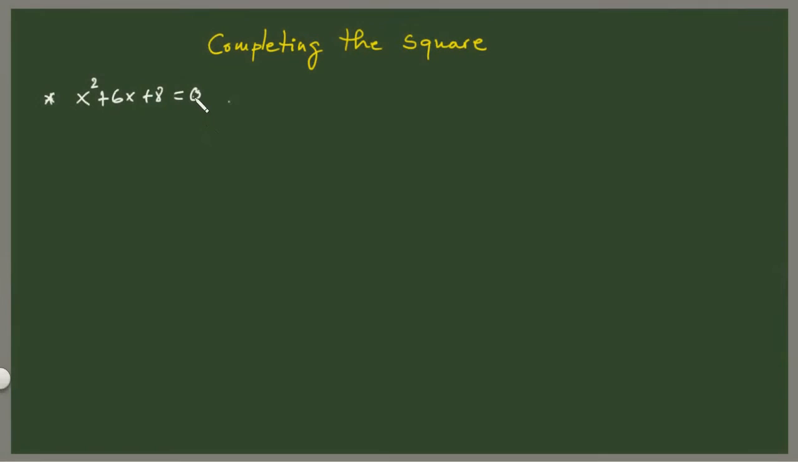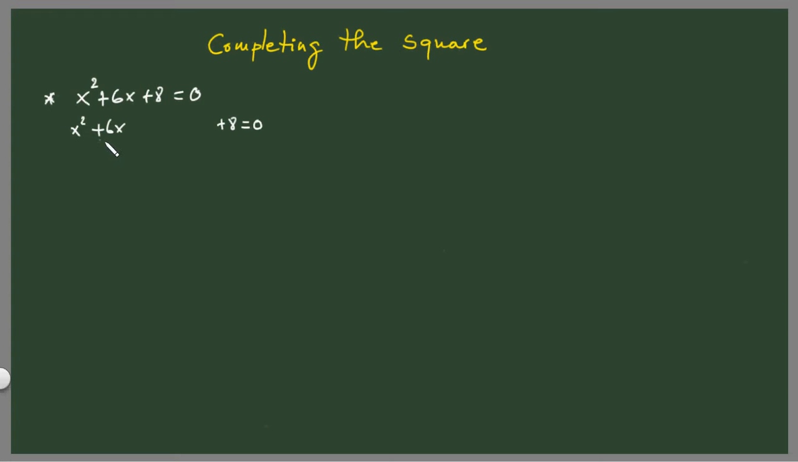Hey, what's up, guys? We're gonna solve this quadratic equation here by completing the square. Okay, so let us start it. We're gonna have here x to the 2 plus 6x and leave some room right here, plus 8 equals 0. So we're leaving some room here to complete it. Okay, how do we complete it?